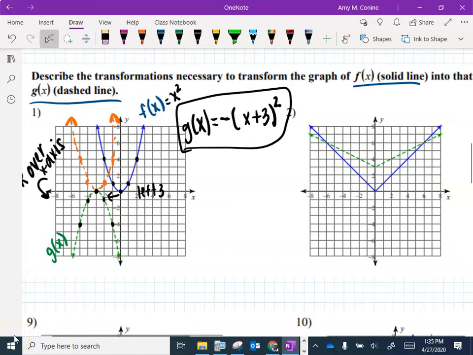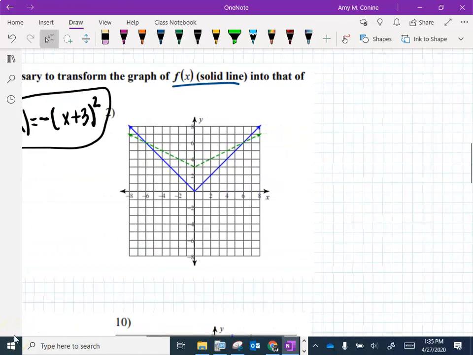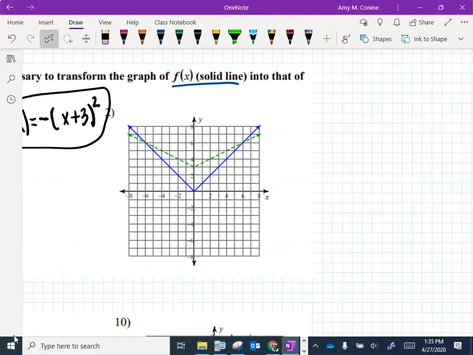All right, so I want to take a look at number 2. Number 2 is an absolute value function. We're going from the blue, which is our parent function, to the green dotted, which is the g of x that we need to find.